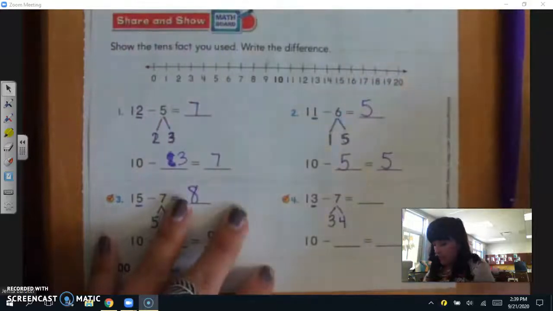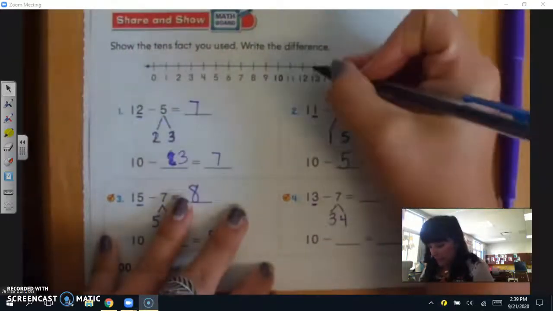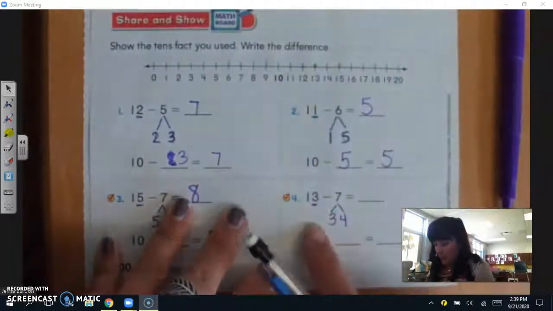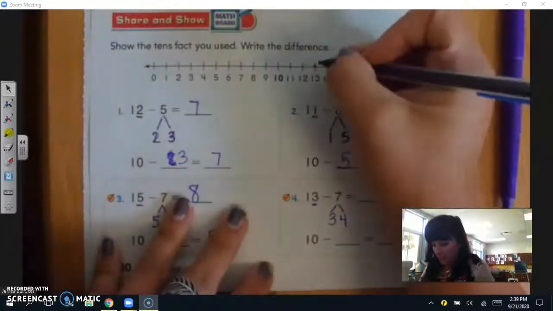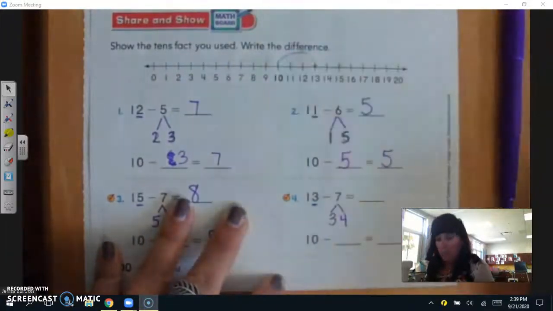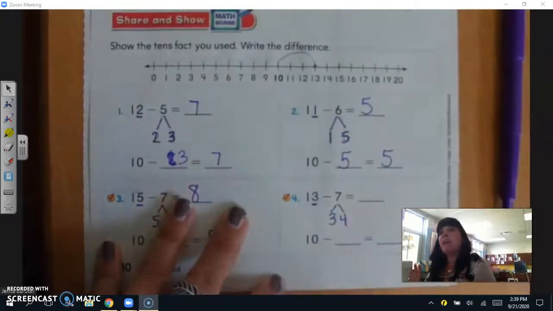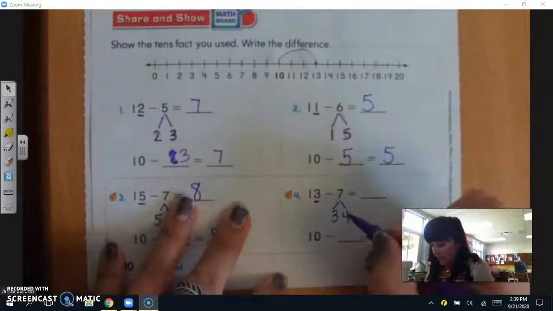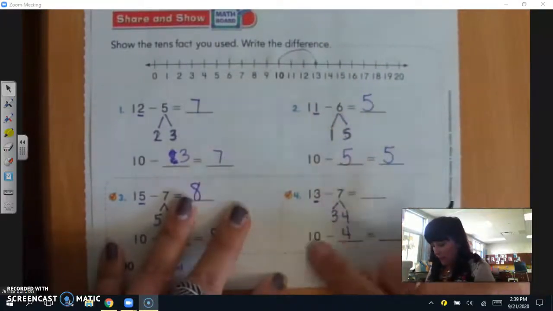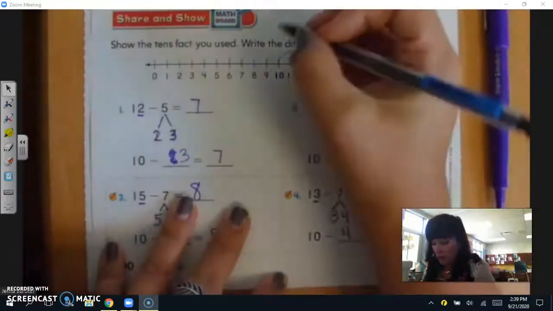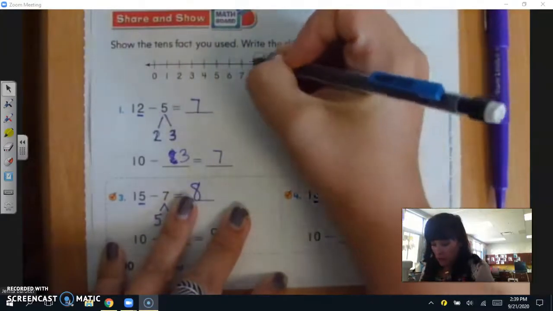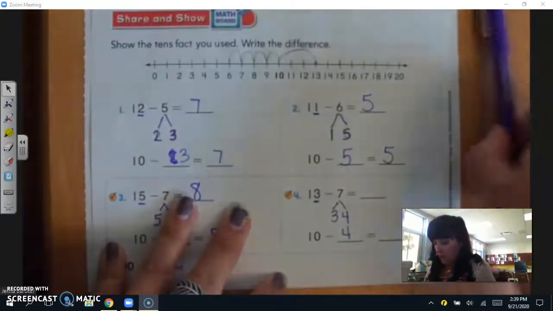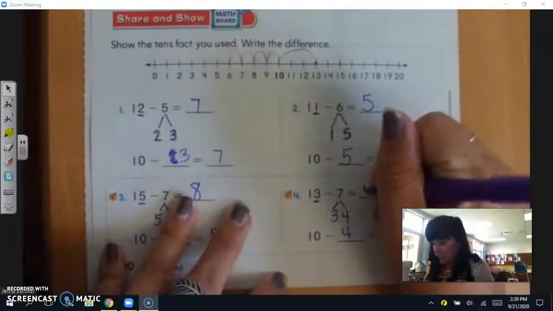All right, now I'm going to put my dot on 13. And I'm first going to take away 3 because that will get me to my 10. I can just make a big jump. That's the whole point. We want to make a big jump to 10. Okay, made my big jump, and now I need to take 4 more away. So I have 10 minus 4, and now I can do my single jumps. 1, 2, 3, 4, and my answer is 6.